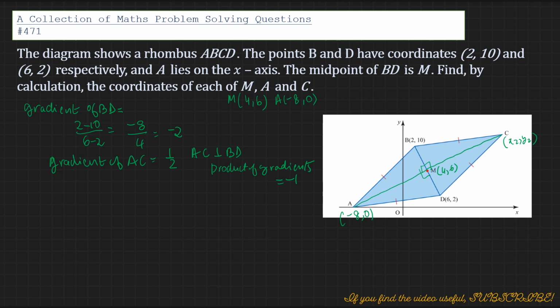So then, the gradient of AC we know is half, so we can work out the gradient in terms of the coordinates of A and C. So we can write y2 minus 0 divided by x2 minus minus 8 equals half, or we can write y2 divided by x2 plus 8 is half, and therefore 2y2 equals x2 plus 8.